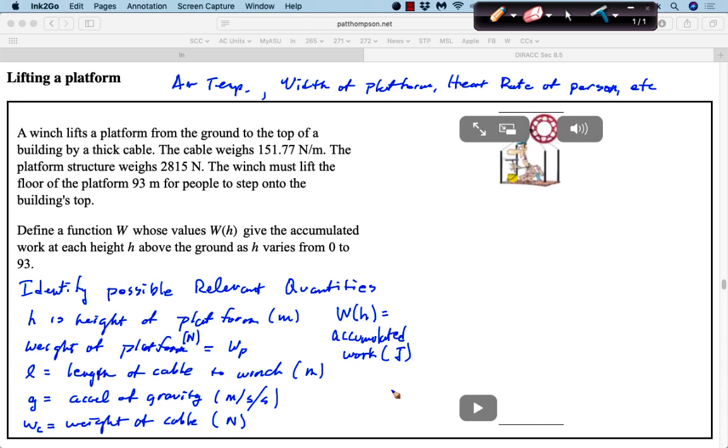Okay, so now we kind of understand the situation. We've got labels. Are any of these letters that I've used here constant quantities versus variables? Which one or ones? Acceleration of gravity we know is 9.8. Anything else on that list that's known? Weight of the platform. That's the 2815.